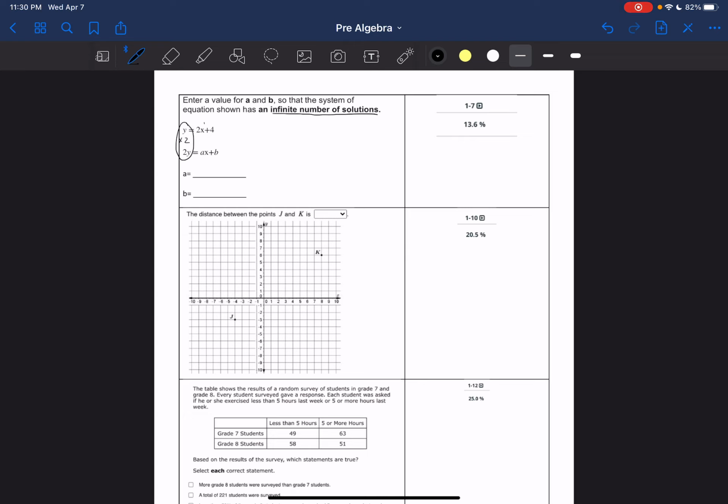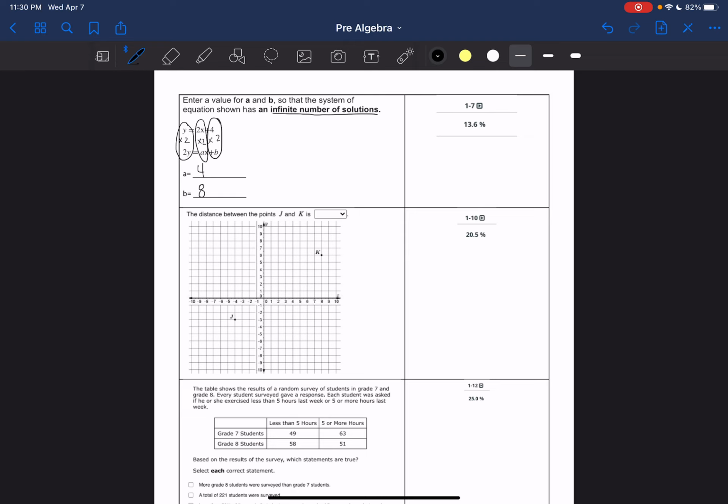And I can do that with my x term, multiply by 2. That's going to let me know that that letter a, the coefficient of x in that second equation, should be 4. And then for our constant terms here at the end, if I continue to multiply by 2, that lets me know that b should have been 8.